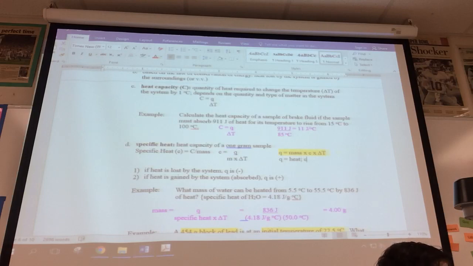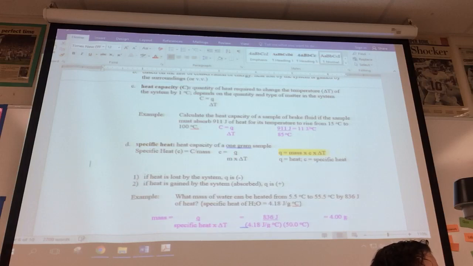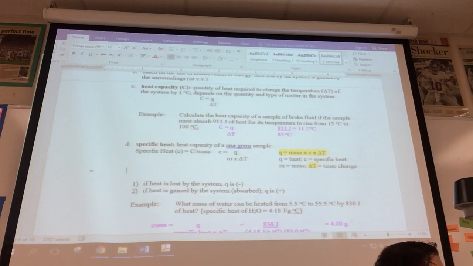C is specific heat. M is mass. And delta T is the temperature change. And that's always going to be T final minus T initial. No problem.